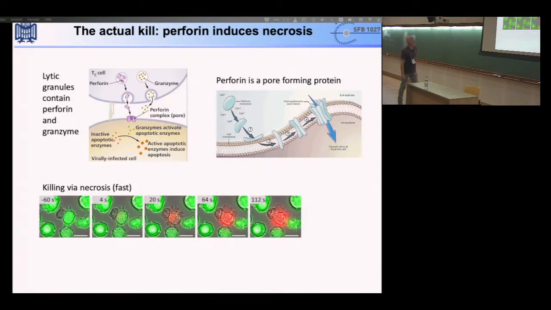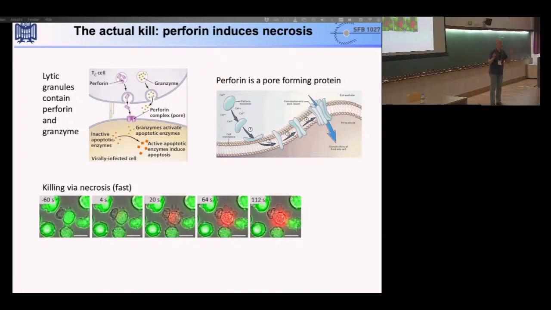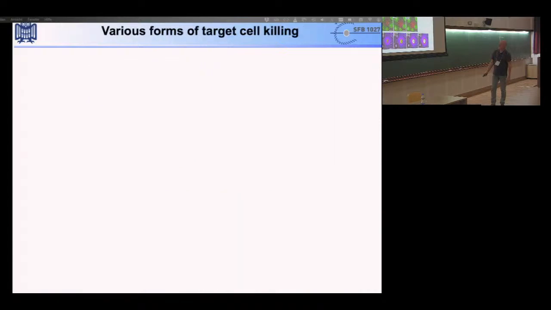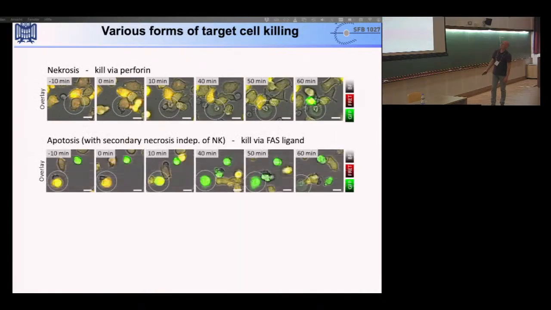And that can actually be observed by my colleagues. What they have observed is that sometimes the cell is already killed by perforin alone. Sometimes the target cell is killed by apoptosis. That you can see, you can discriminate. This pictures how the necrosis and apoptosis look.